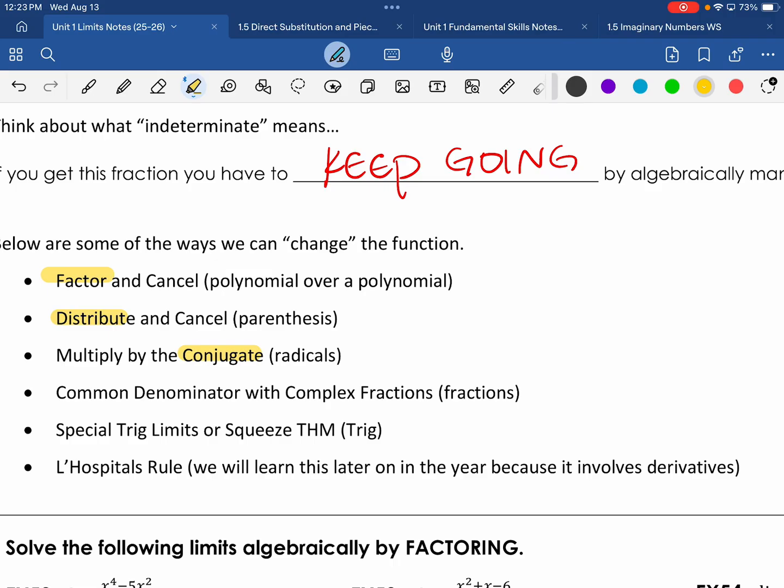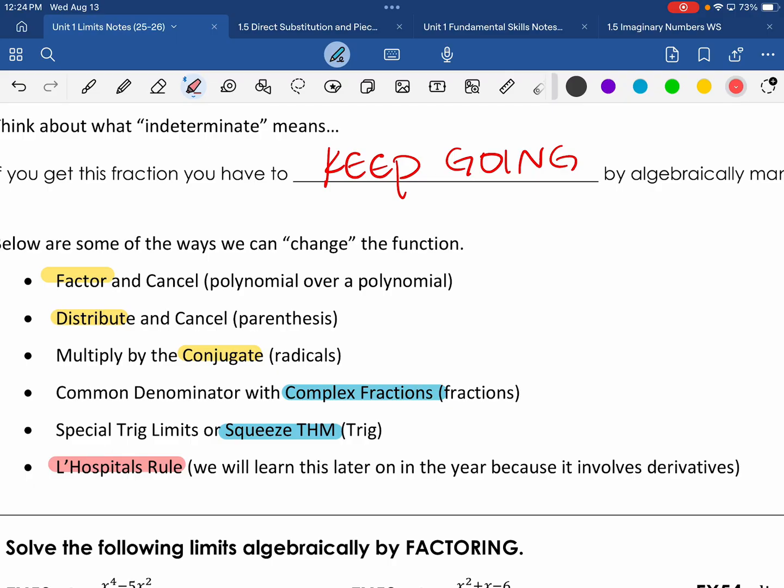Tomorrow, we are going to talk about complex fractions and squeeze theorem. Obviously, if you see fractions and fractions, that's when you're going to do the complex fraction method. And when you see trig, that's when you're going to do squeeze theorem. So you have all of these different methods for the different kinds of algebraic problems that you're going to have.